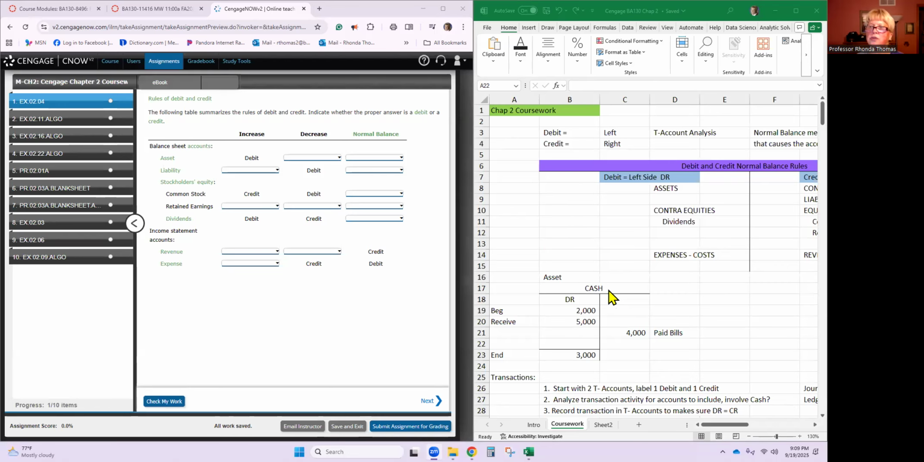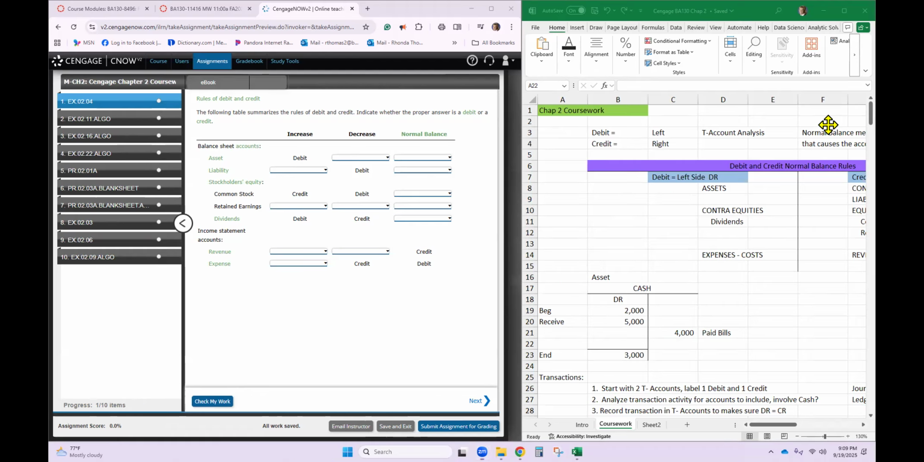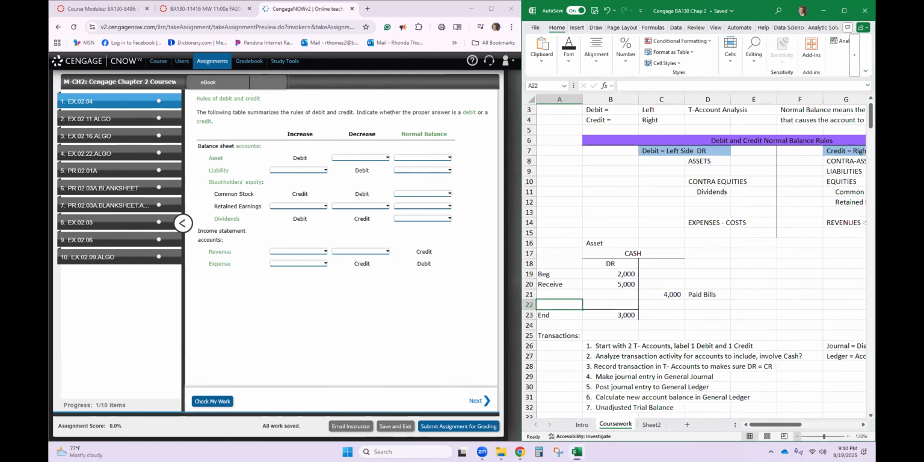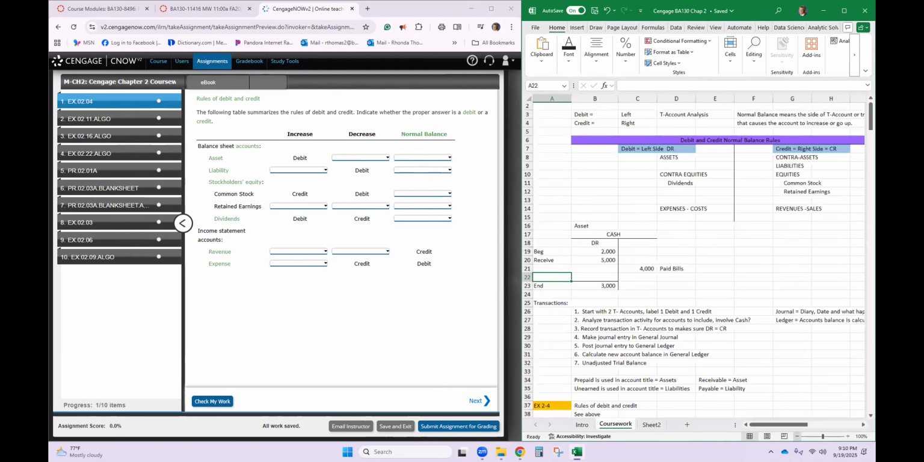Once again, Chapter 2 is extremely important. It is the absolute foundation of what we're getting ready to do for the rest of the chapters. So learning your debits and credits will be very important. Okay, so just to remind you, we're going to go through this first problem together to remind us of what the normal balances are. Here is my little spreadsheet that I created. Let me show you here.